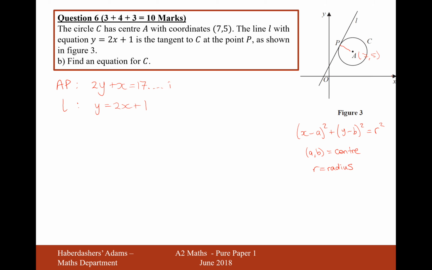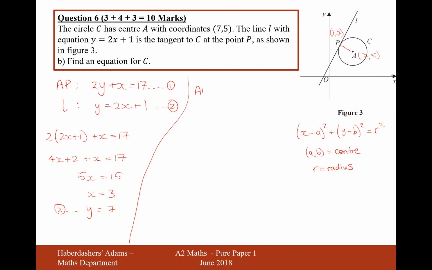I'm going to take equation 2 and substitute it into equation 1. So I'm going to have 2 lots of (2x + 1) + x = 17. Expand the brackets, 4x + 2 + x = 17. Group together and take away the 2 onto the other side. So I then get x = 3. So then the y coordinate using equation number 2 is going to be 2 times 3 is 6, plus 1, that's 7. So I now know that coordinate P is 3, 7. So now the next stage of my problem is to work out the distance from A to P.